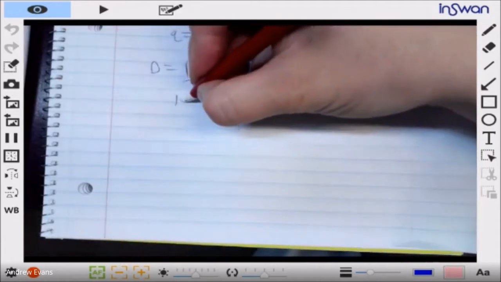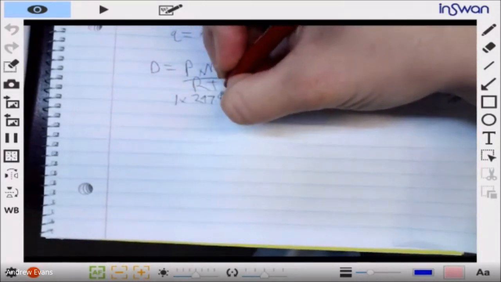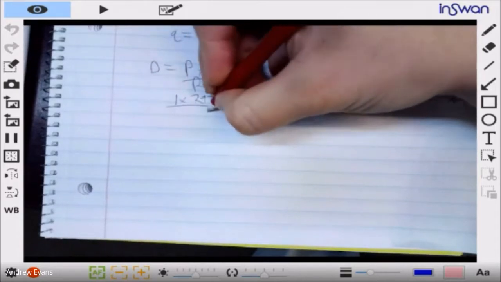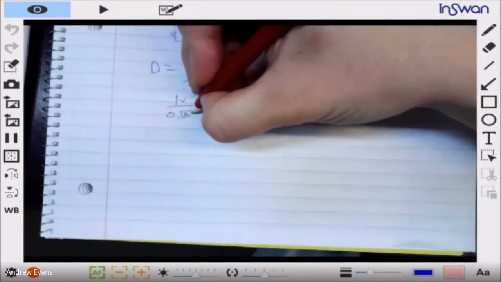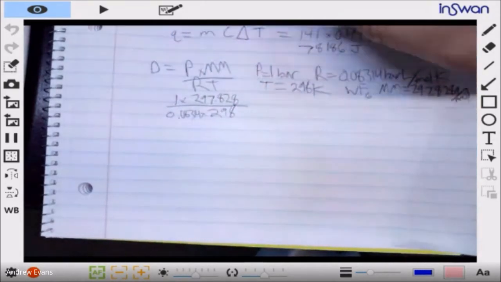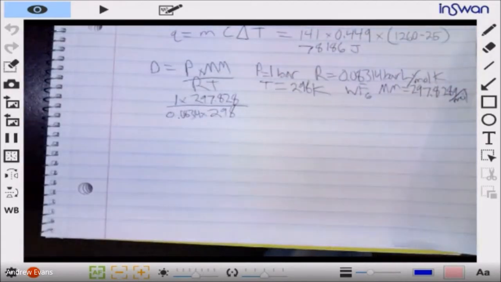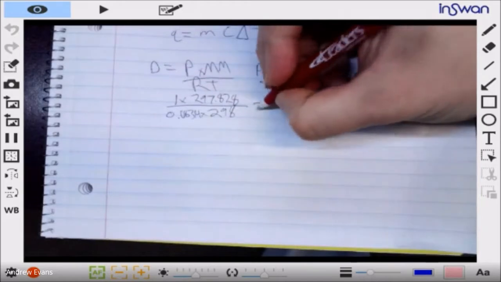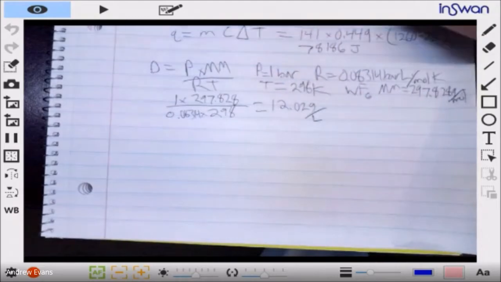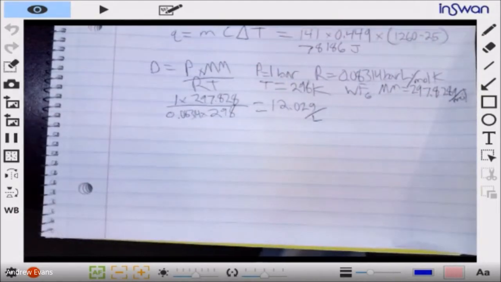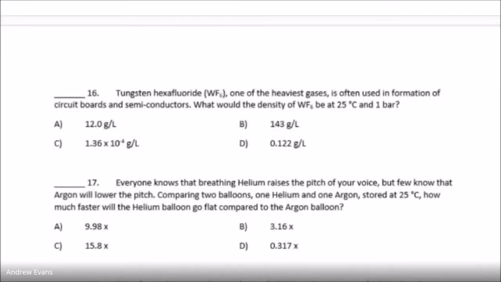At this point, it's just plugging into this equation and evaluating. So 1 times 297.828 divided by 298 and divided by 0.08314. You do that, you would get a density of about 12.02 grams per liter. So the correct answer for that one was A.